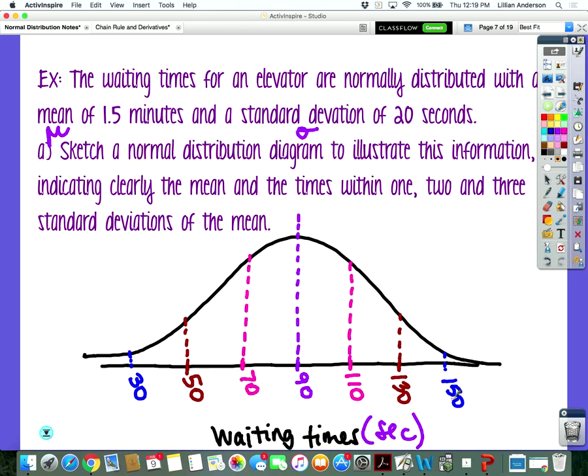To get the 30 number, you actually have to subtract 3 standard deviations, because this is the 3rd standard deviation. And it's always from the mean. It's from the mean if you do 2 standard deviations from the mean.